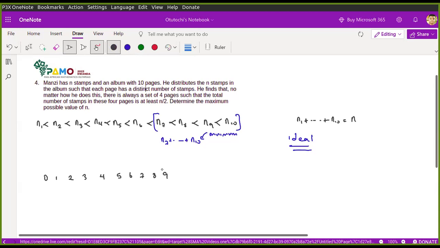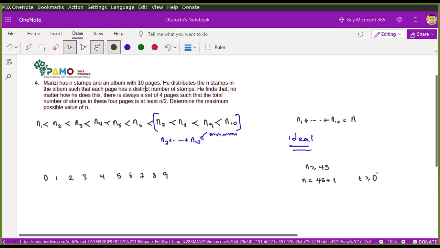Because we can't have, if there's any n that is not up to the sum of these guys, then we won't be able to distribute it among 10 pages according to these rules, right? So basically we'll have that n is greater than or equal to 45, and consequently we can express n as 45 plus t, such that t is greater than or equal to 0, right?